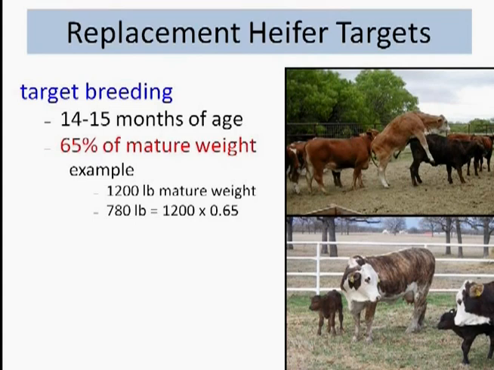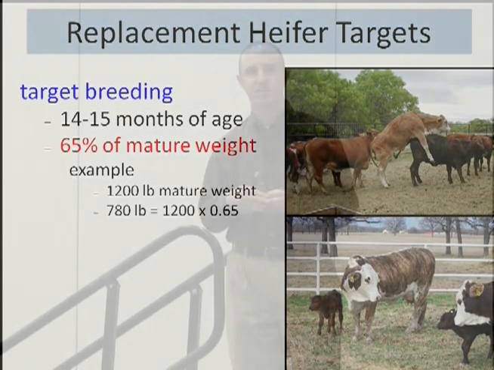And if we're going to have those females calve for the first time at 2 years of age, we're going to rebreed them at about 14 to 15 months of age. So if that's what we're looking at from an age standpoint, what are we looking at from a developmental standpoint? Well, what we talk about is wanting those females to be 65% of mature body weight.